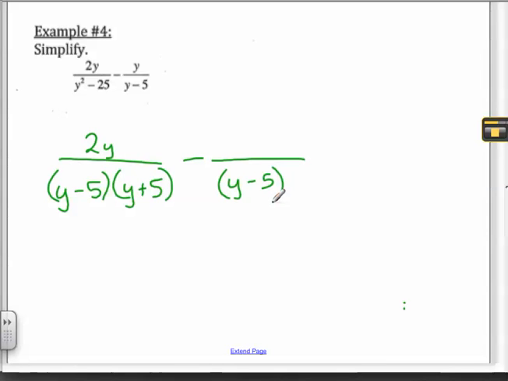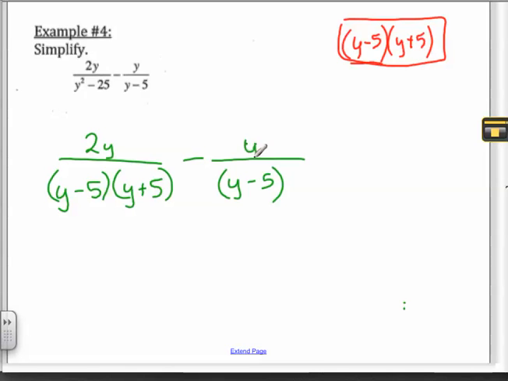Okay, now to get the least common denominator, and I'm going to write this in a different color. To make the first denominator, I need y minus 5 times y plus 5. To make the second denominator, I need y minus 5, but I've already got that. So the common denominator is y minus 5 times y plus 5. Okay, good. So let's go on down here.